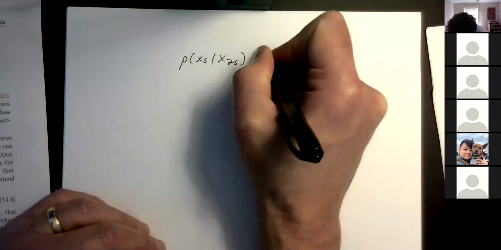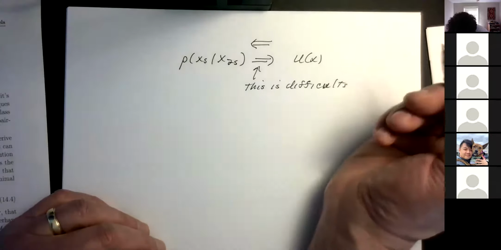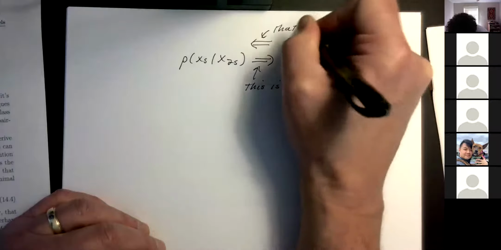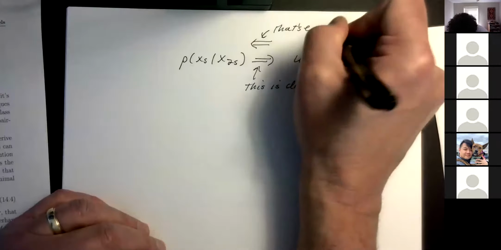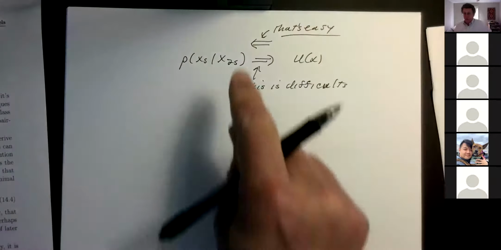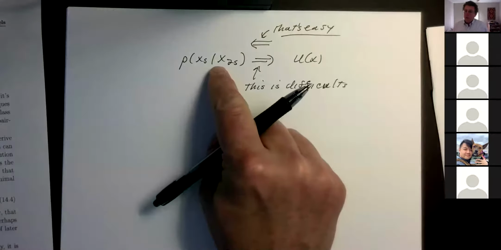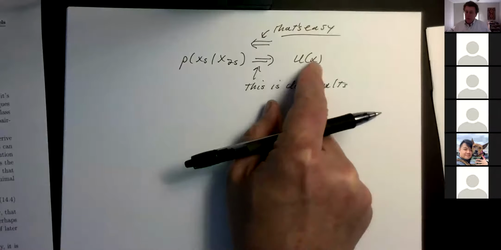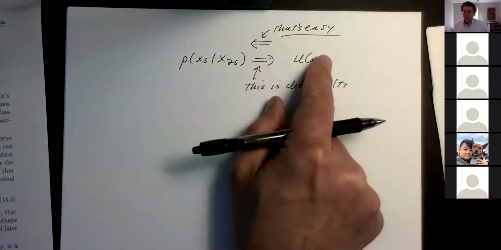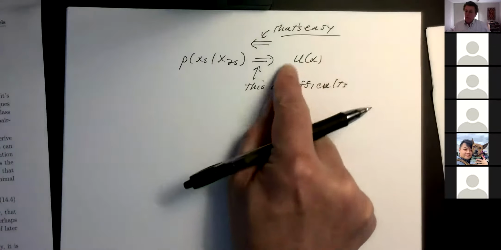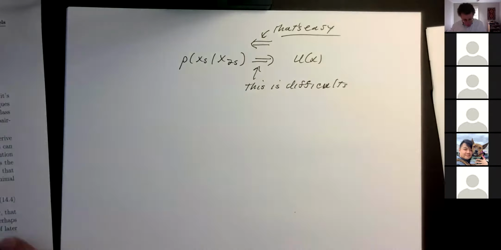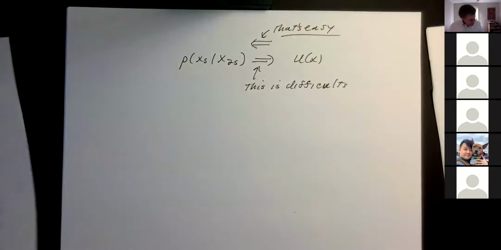On the other hand, going in the other direction, if someone gives you a U of X, that's easy. So it's easy to calculate the conditional probability of a pixel given its neighbors if you have the potential function, if you have the Gibbs distribution. But the important thing is the Gibbs distribution gives you a parametric way of writing down the distribution of the Markov random field. Okay? All right.